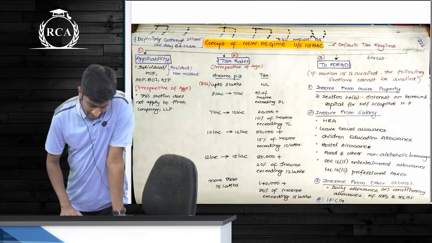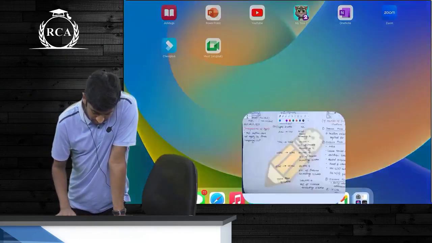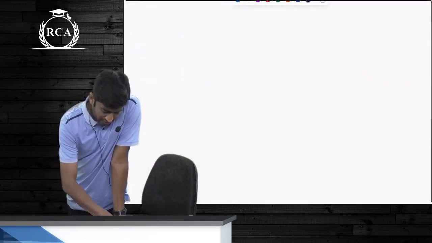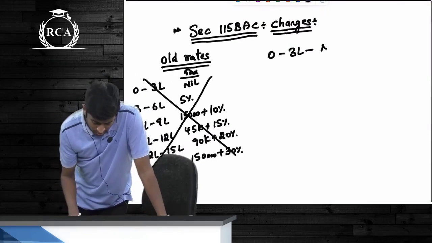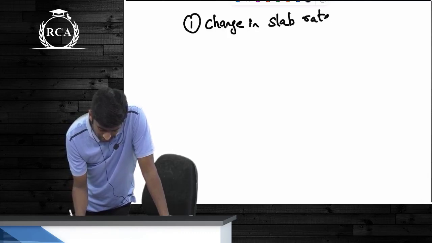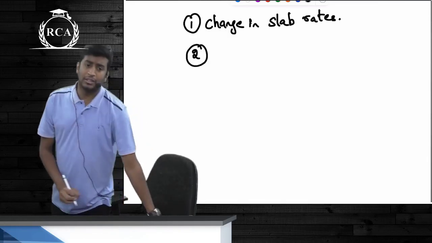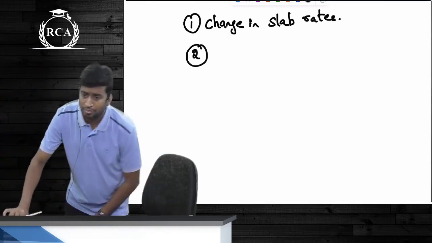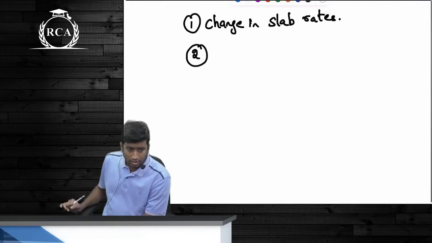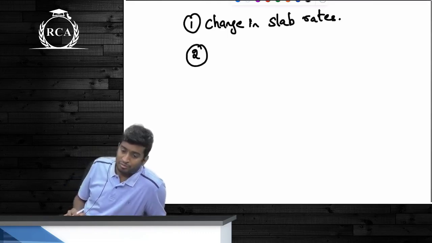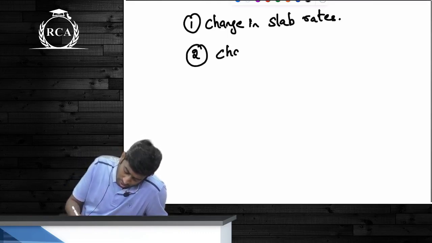So what is the change we have? क्या है चेंज? बोलो वापस. So first change is change in slab. Clear? Rebate कितना था? Rebate up to which income? 3 lakhs to? No, new regime में rebate कितना था बाबा? याद नहीं है, छोड़ दो. Now read it together.